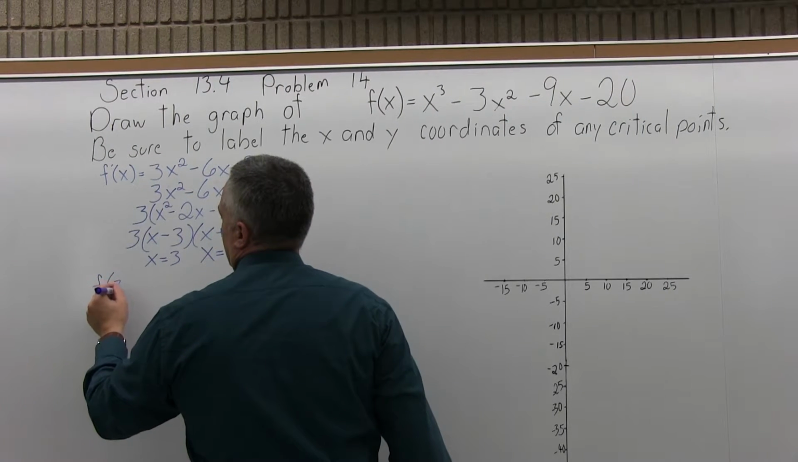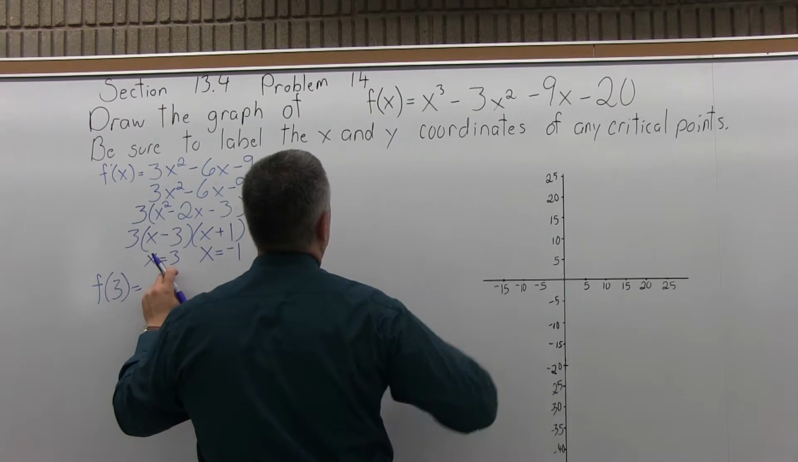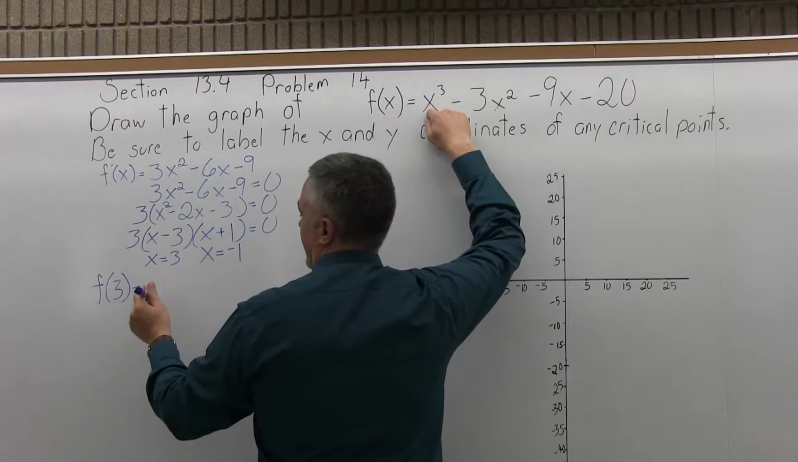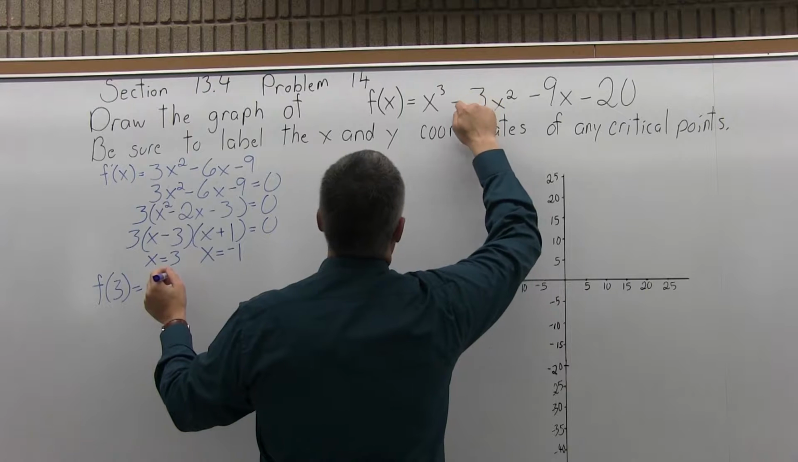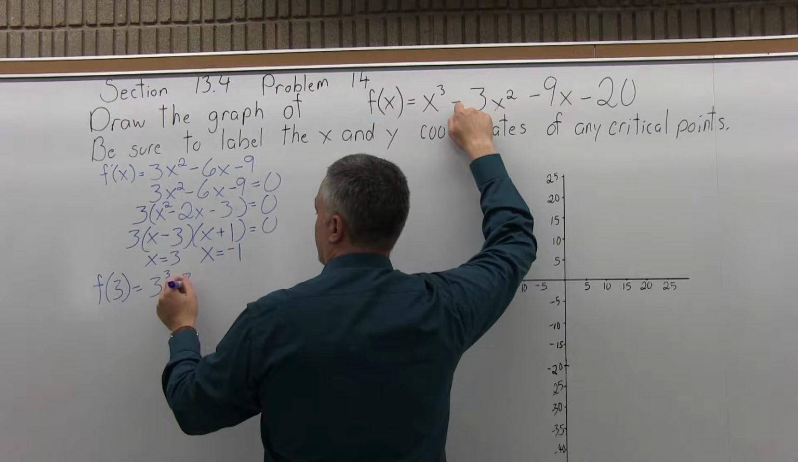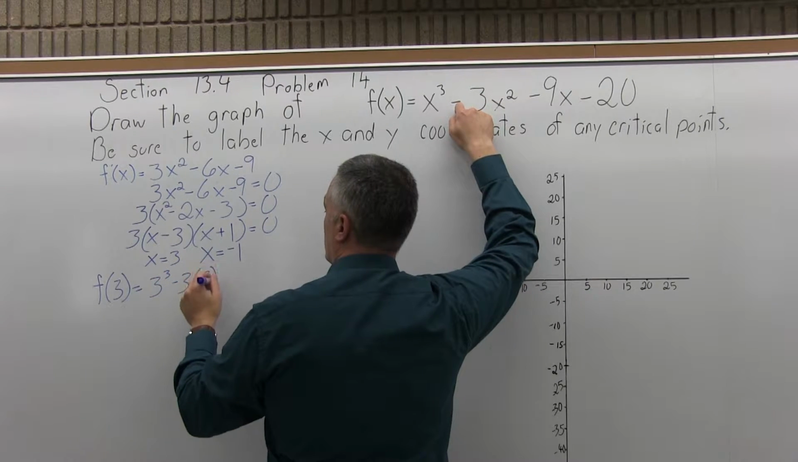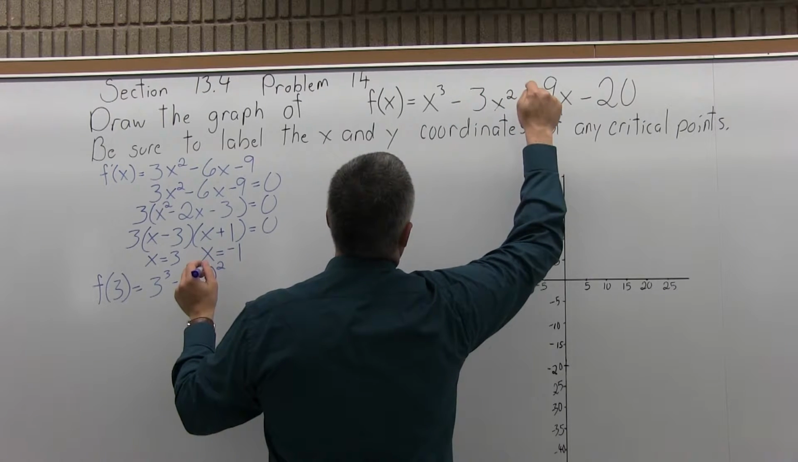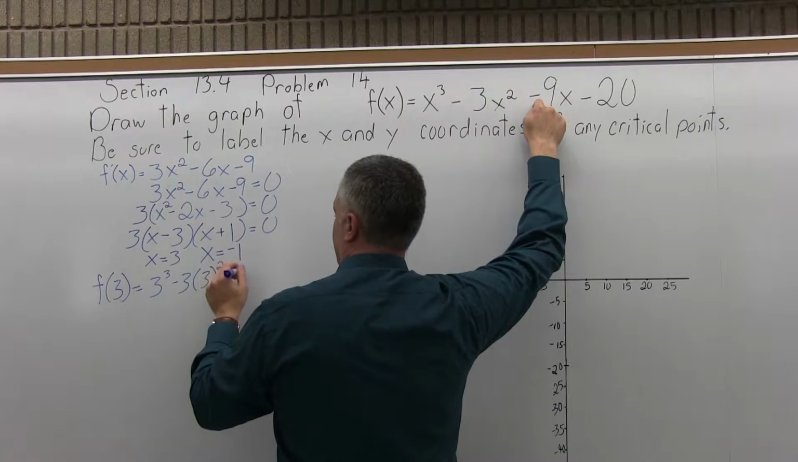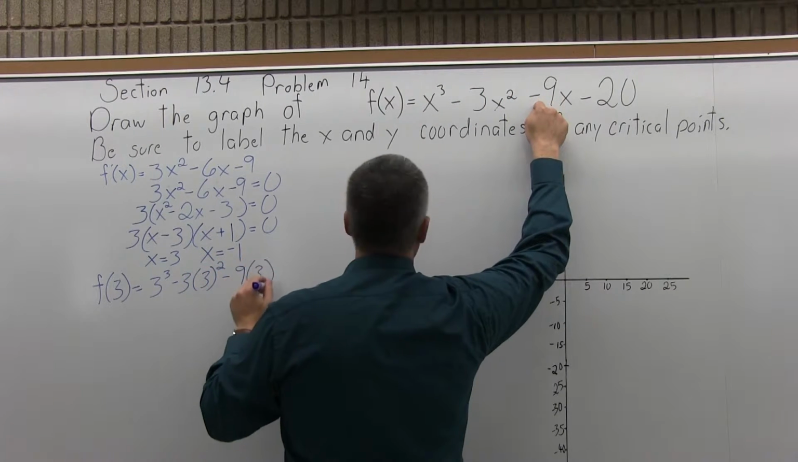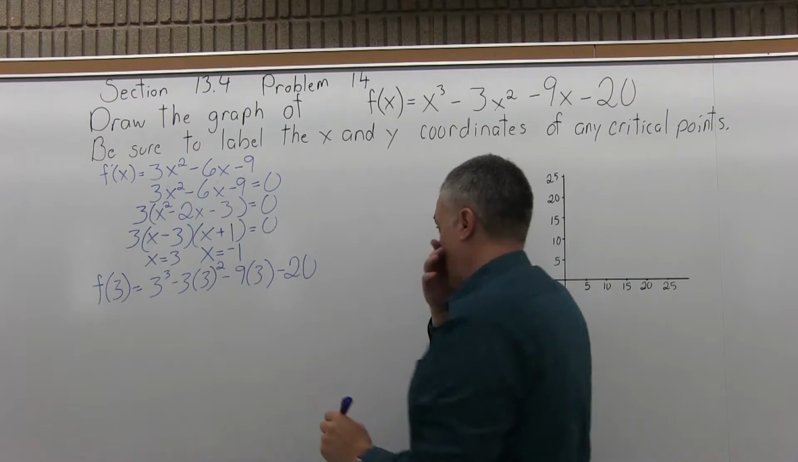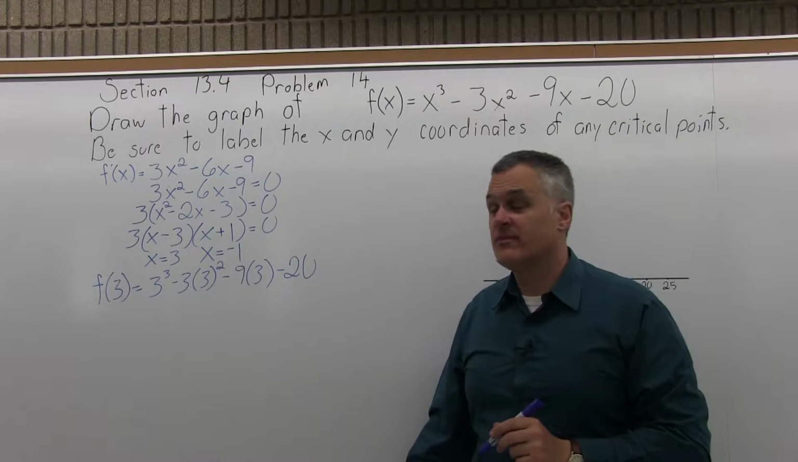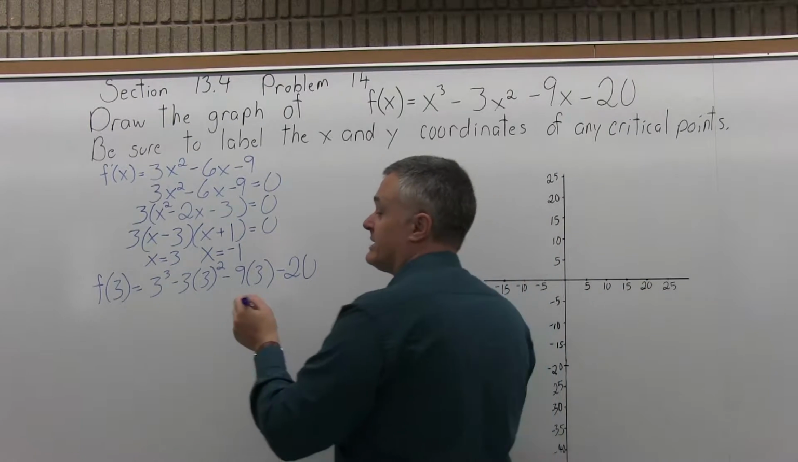So f of 3 will be, the x cubed will produce a 3 cubed. Minus 3x squared will be minus 3 times 3 squared. And then minus 9 times x will be minus 9 times 3. And then there's a minus 20 on the end. So now do the math. There's a lot of 27s going to come out here.